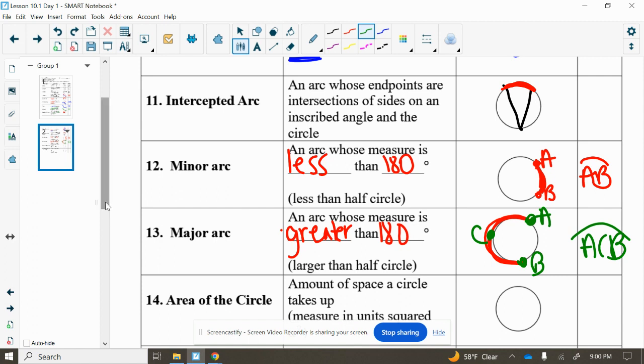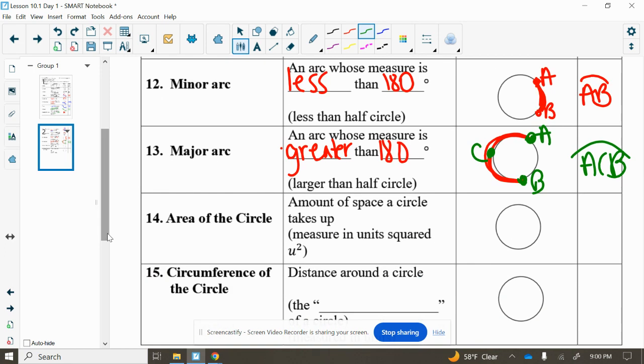The area of a circle is the amount of space our circle takes up, and like other things measured in area, they are going to be measured in units squared. And again, that's going to be kind of all of this. Think about all the toppings on your pizza, all that space it's taking up. That's your area of the circle.